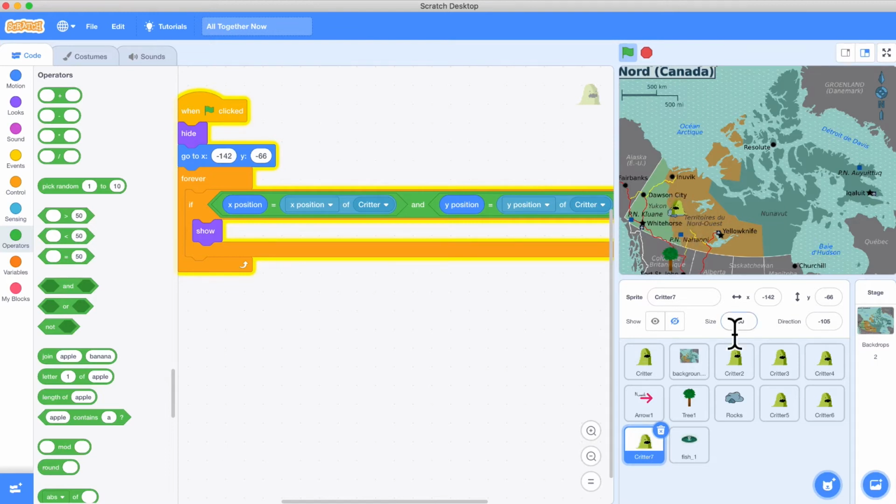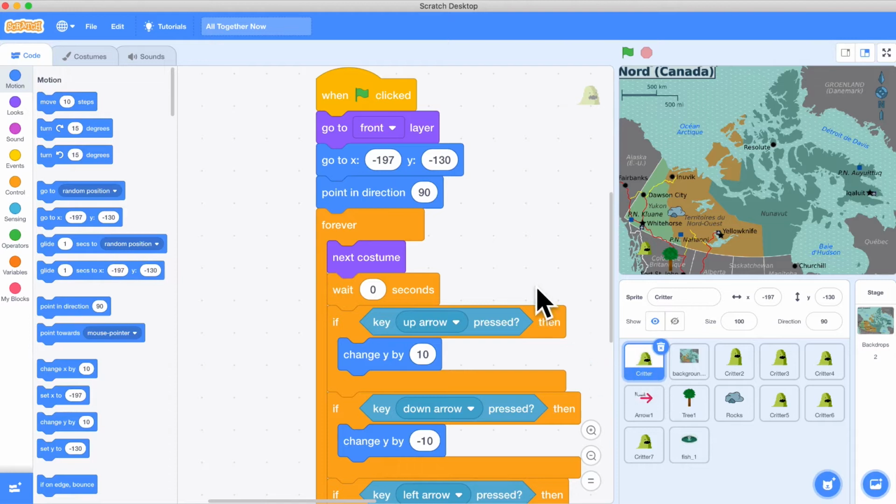So critter is looking for critter 7, who is hiding behind the rocks at x negative 142 and y negative 66. That's where critter 7 goes when the green flag is clicked. Critter is starting to go to x negative 197 and y negative 130 at the beginning of the game when the green flag is clicked. Negative 197 and negative 130.